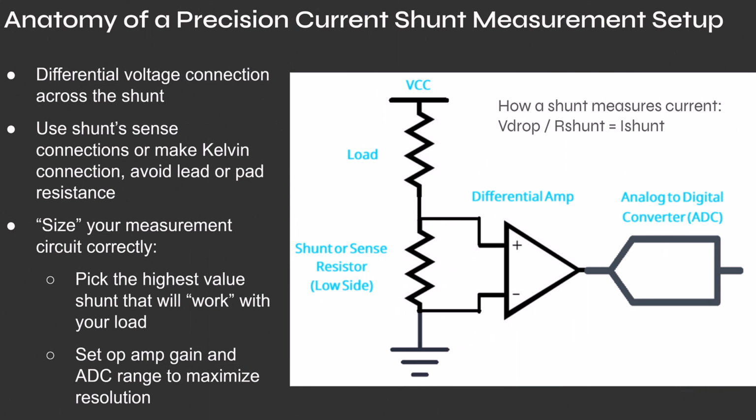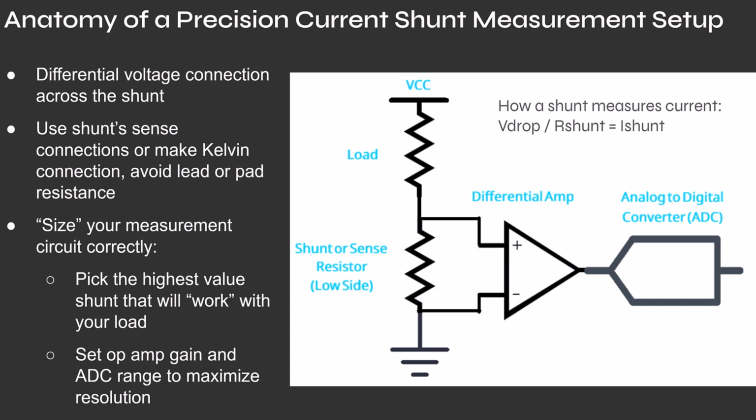Okay, here's an overview of a high accuracy current shunt measurement setup. And I put there on the top right, just in case people don't understand how shunts work. I'm assuming most people do. But the idea is we're using a shunt to measure current. We do that by taking a shunt which has a known resistance. We let current flow through it. We measure the voltage drop, and that way we can calculate the unknown current.